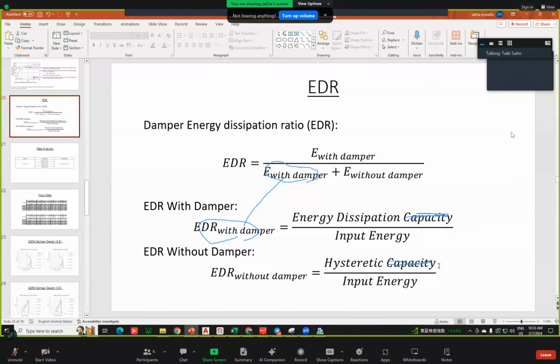Sorry, I don't understand. Where is the energy of the wall? The wall is inside here. Input. Wall plus coupling beam. But if you insert two equations, this is this one, right? So this is hysteresis energy divided by input energy, upper part. And this is hysteresis energy divided by input energy. And this is energy dissipation capacity divided by input energy. So input energy is the same. So it will cancel each other.